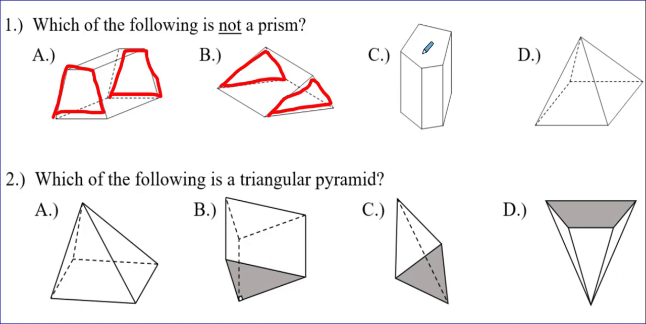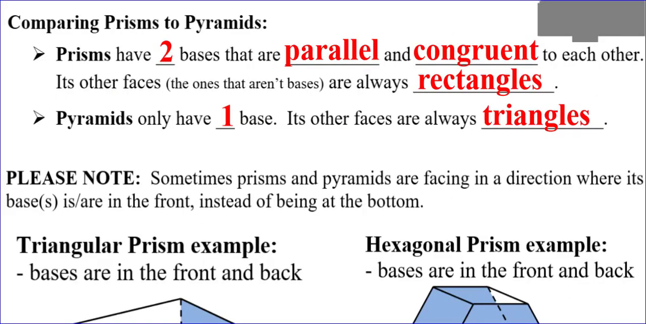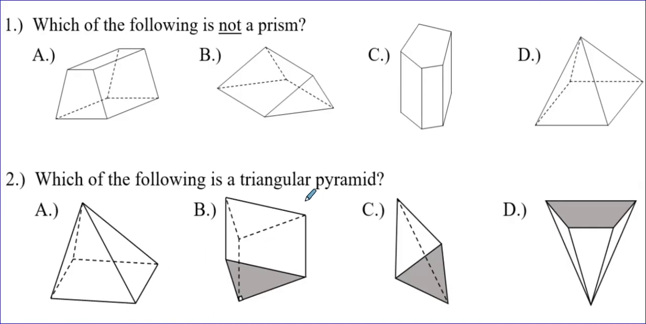Choice C was a pentagonal prism. There's a pentagon at the top, and there's one you can't really see that would be at the bottom. In between, we have the rectangle. So again, these are qualities of a prism. That's why the one that was not a prism was choice D. All right, what about problem number 2? Which of the following is a triangular pyramid? Well, it was choice C.